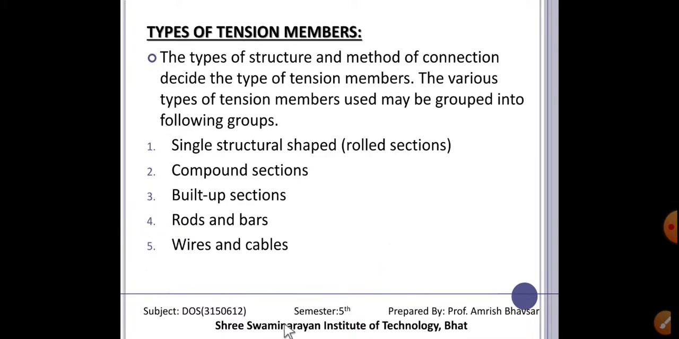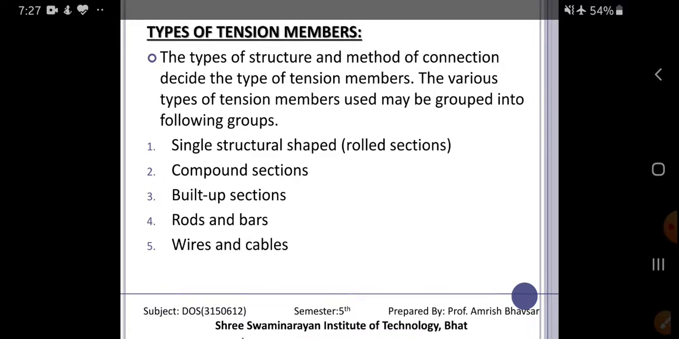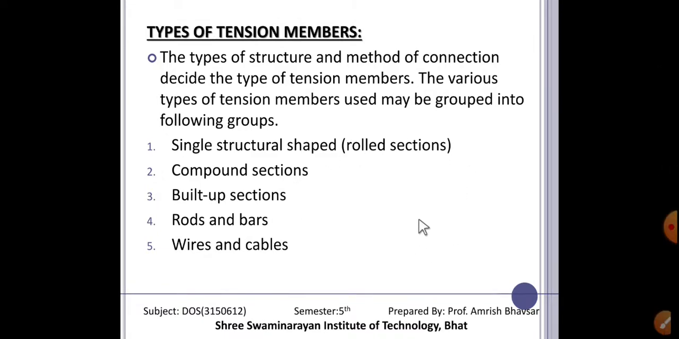Rods and bars, that we know, rounded bars and square bars, right? Wires and cables. It is the most important thing to use for taking tension in a structure. Wires are used and made up into cable, and that we are using in a cable stayed bridge.